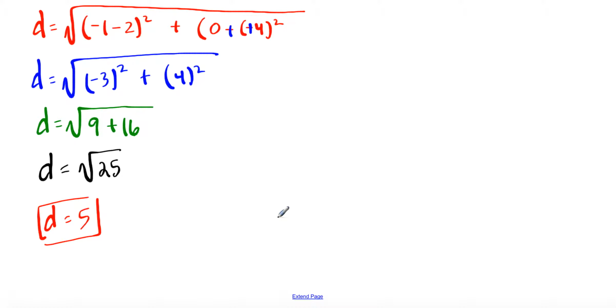Okay, and this one happened to work out to be a nice perfect square. That may not always be the case. If you have a radical, you want to look at your answer choices on the ACT. They've most likely simplified the radical. By that, I mean not a decimal answer.